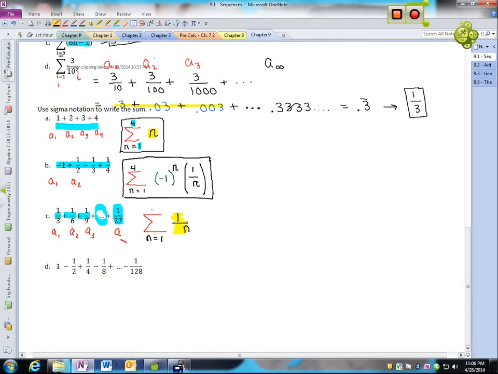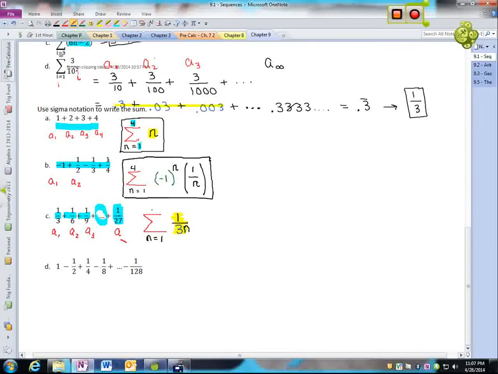If I plug in 1, I'd have 1 over 1, which is just 1. And that's not what I want. I want 1/3. So let me go ahead and add a 3 here to say 1 over 3n and check it. Now if I plug in 1 for the first term, I have 1 over 3 times 1, which is 1/3. That checks. To find the second term, which is 1/6, I would plug in the value of 2 for n. 1 over 3 times 2 is 1/6. That's what I wanted, so that checks.